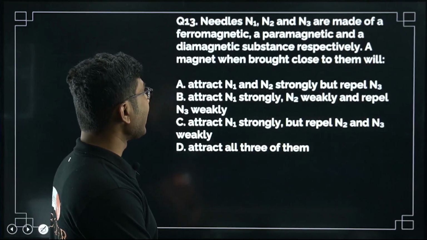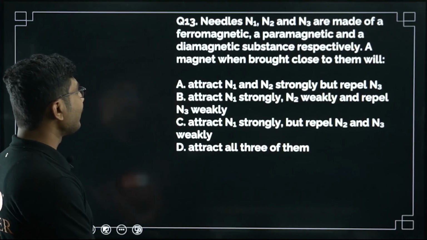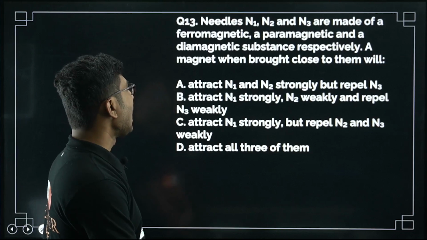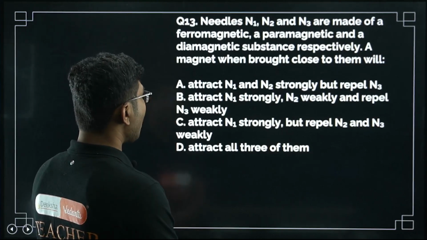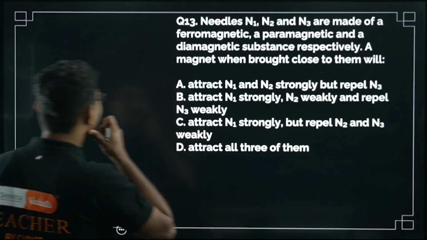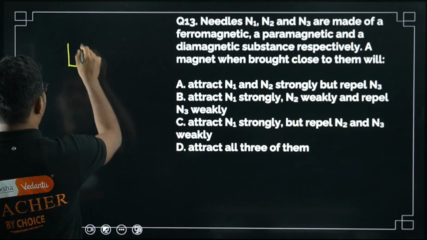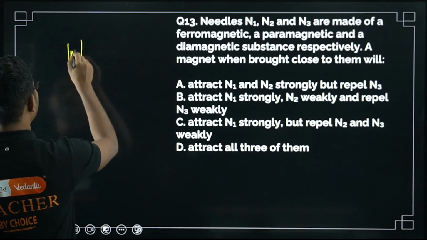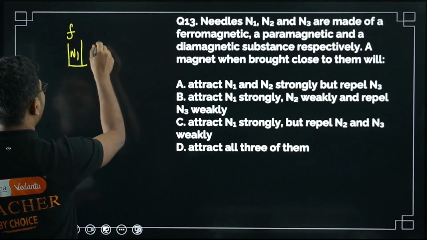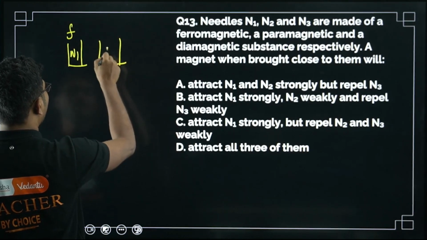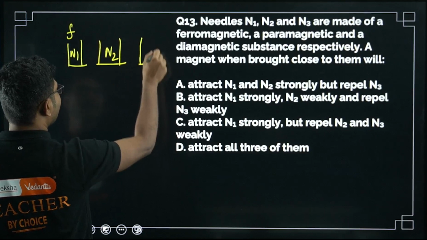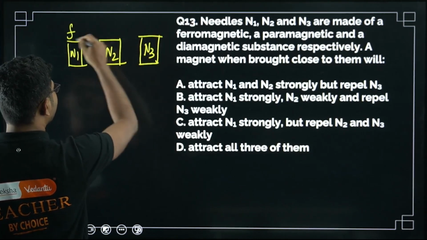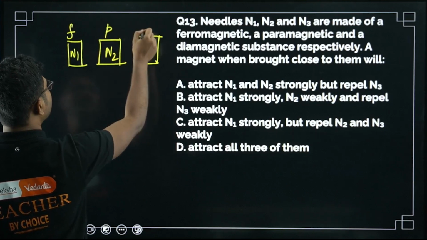Needles N1, N2 and N3 are made of ferromagnetic, paramagnetic and diamagnetic substances respectively. A magnet when brought close to them will do what? So what are the needles? First, N1 is a ferromagnetic material, right? Then we have another magnetic needle. I am not drawing a needle, I am just drawing bars N3. Three bars: this is ferromagnetic, this is paramagnetic, this is diamagnetic.